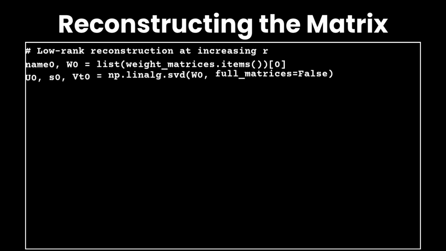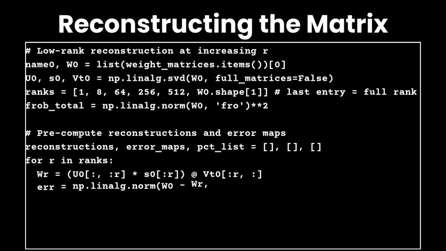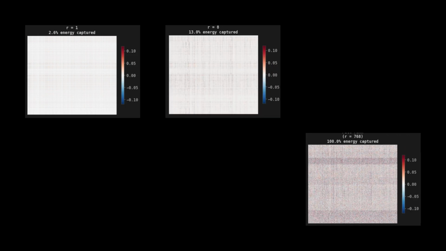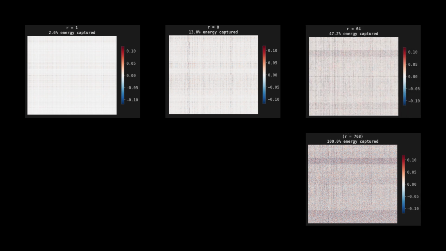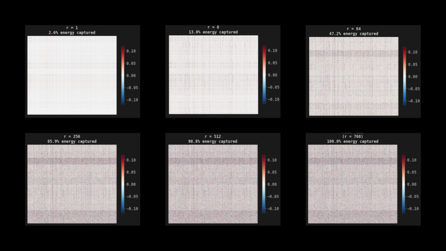Let's rebuild the weight matrix using the r values of 1, 8, 64, 256, 512, and 768, which is a full rank, and visualize them together. With a low rank of 1, the visualization is completely different from the full rank. With a rank of 64, it starts appearing similar to the full rank, yet only capturing near 50% of the energy. With a rank of 512, we are capturing nearly 99% of the energy, and it appears much like the full rank.